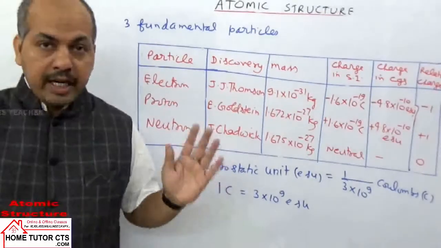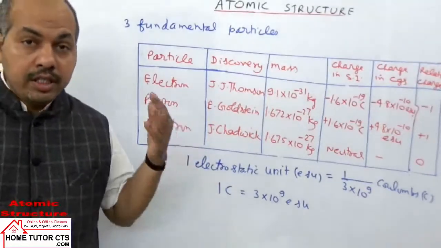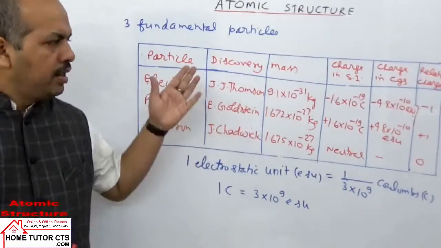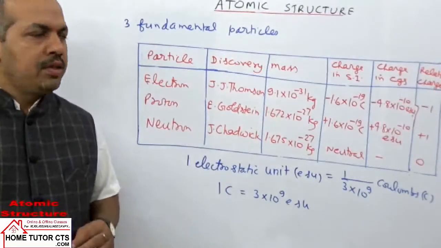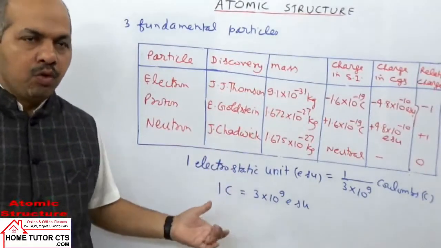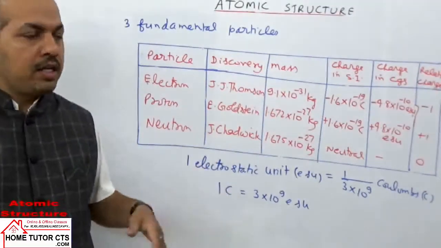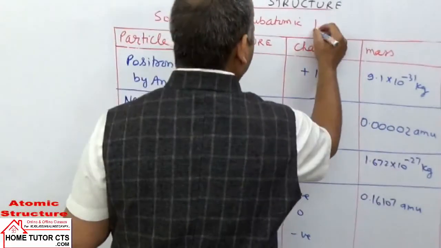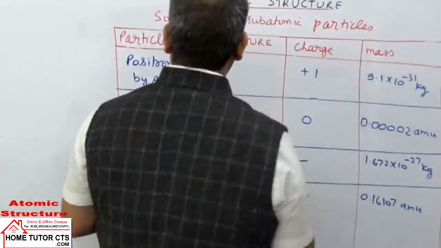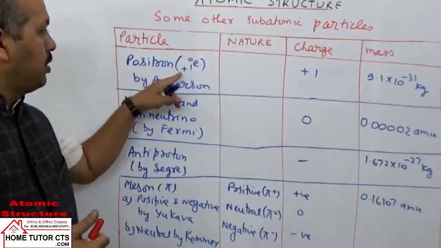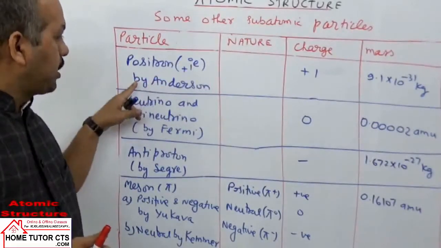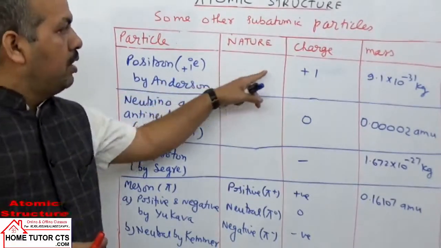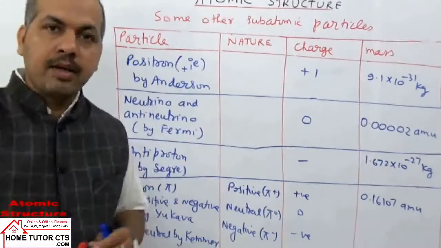Anyway, right now we know that the atom can have nearly 300 more subatomic particles. Not all are important, or they are too short-lived. So we can get some idea of several more subatomic particles through one table. First one is called positron, symbol +1e0, discovered by Anderson. Charge taken is +1 unit. Mass is the same as electron.